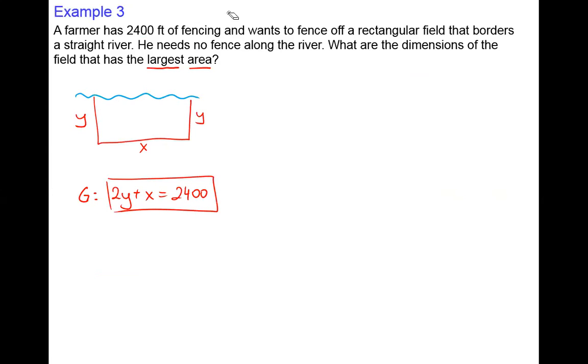Do you agree with this? Because it's fencing, he only has this. That means that's the condition, that's the constraint: 2y plus x equals 2,400 feet, but I can skip the units for now. Okay, now that's the given information. Now what we have to do, the required information, is maximizing the area. Who can tell me the formula of the area of this rectangle? Just simply length times width. Thank you, x times y, of course.